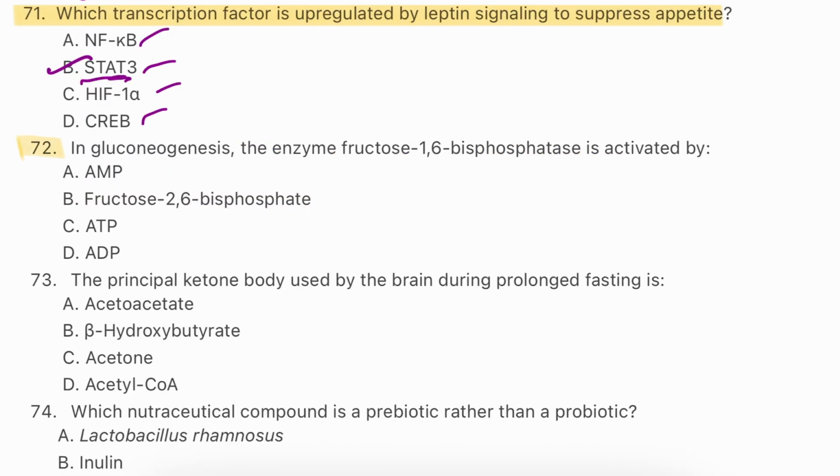Question number 72. In gluconeogenesis, the enzyme fructose 1,6-bisphosphatase is activated by AMP, fructose 2,6-bisphosphate, ATP, ADP. The answer is C. ATP. Fructose 1,6-bisphosphatase in gluconeogenesis is activated by ATP.